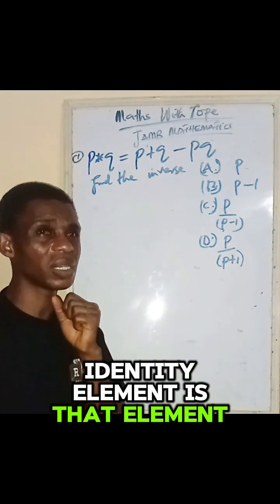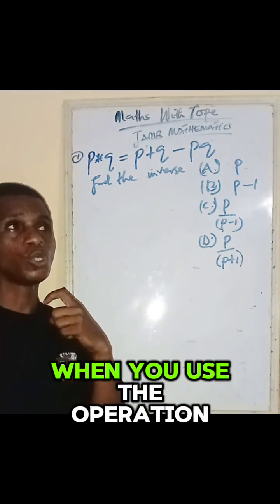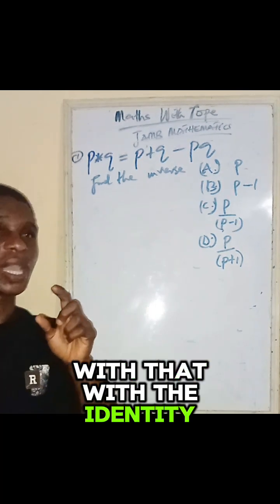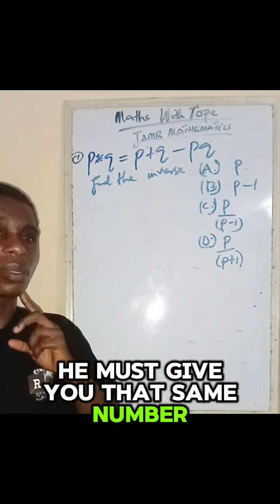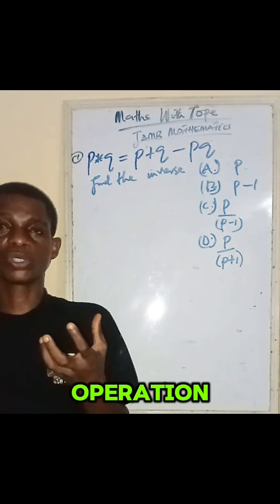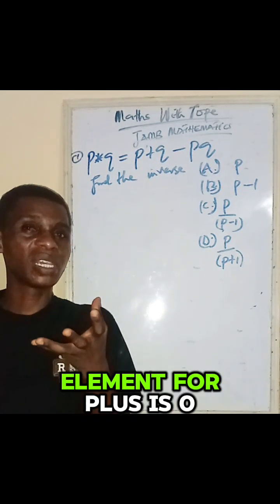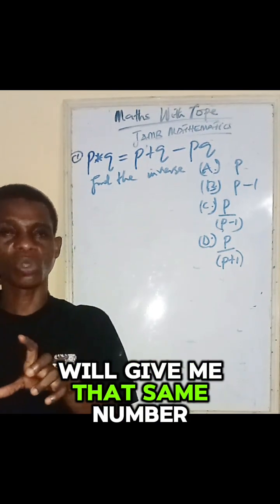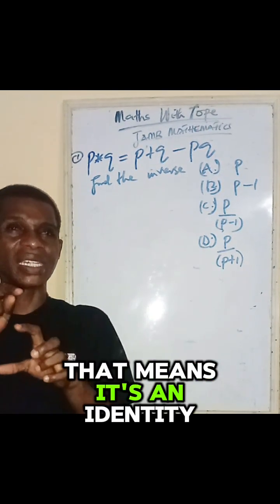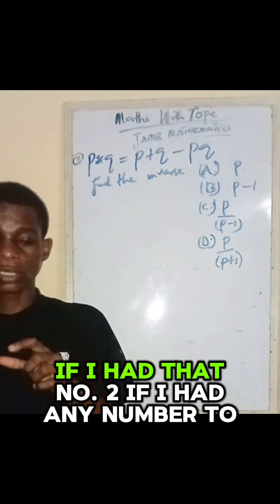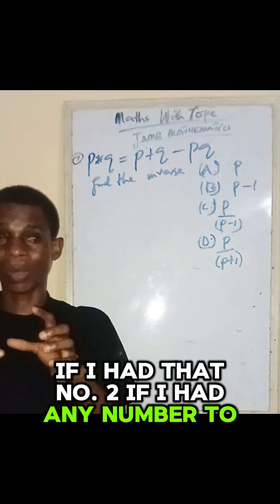What do you mean by identity element? The identity element is that element that, when you use the operation you are given with the identity element, must give you that same number. Assuming I'm having plus as the operation, the identity element for plus is 0, because any number added to 0 will give me that same number. That means it's an identity element.